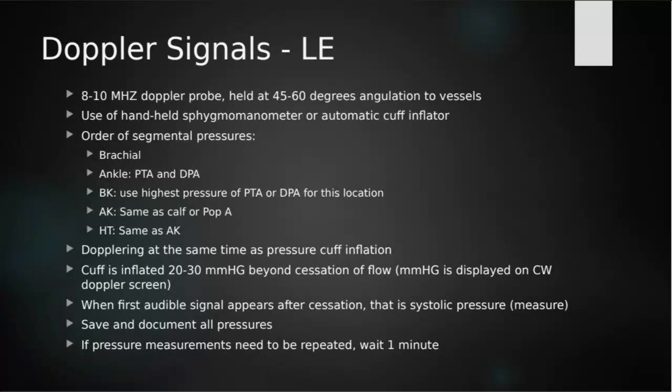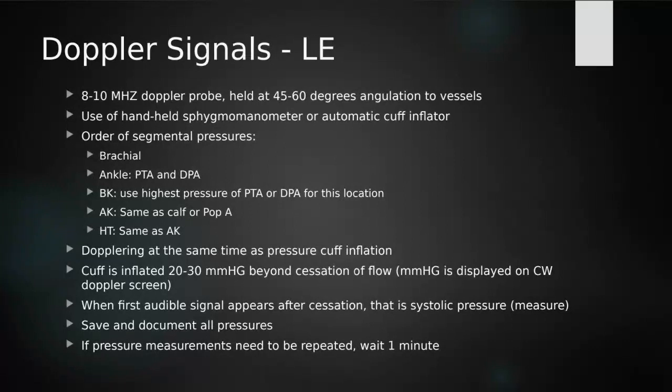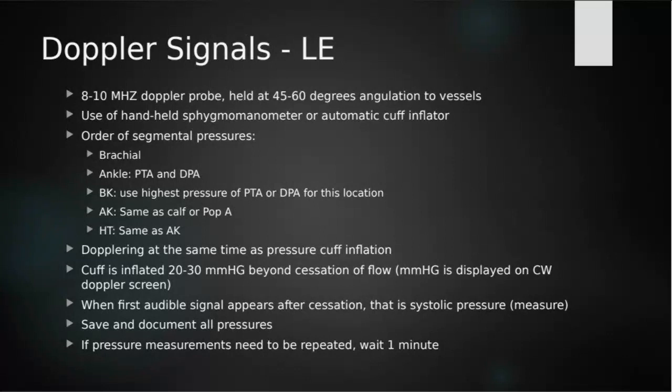Okay, so some more technicalities when we're performing these exams. Like we said, we're using a continuous wave Doppler transducer. This is going to be specific to the ABI machine or the segmental pressure machine. It's going to be 8 to 10 megahertz. We're holding it at a degree of angulation to the vessel that our protocol states. So depending on if we are using the PTA, the peroneal, the ATA, or the DPA, we still need to have a degree of angulation. If we hold this transducer completely perpendicular, well, we know from physics, we're not going to get an accurate waveform. So we need to have a degree of angulation to how we hold that probe.